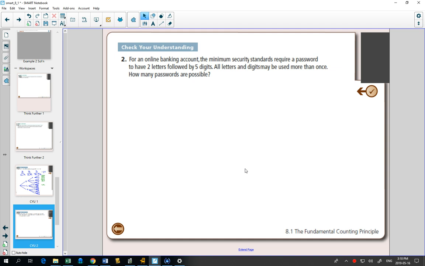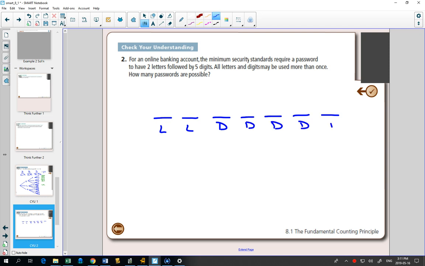So this becomes a fundamental counting principle question because we have decisions to make and we have choices for each of those decisions. So the first thing we have to decide is how many decisions need to be made. It's got 2 letters followed by 5 digits, so you would have 7 decisions to make. And underneath here, we can say this is a letter, letter, digit, digit, digit, digit, digit. And it says that you can use the letters more than once.